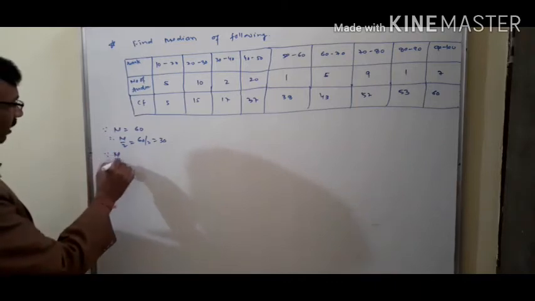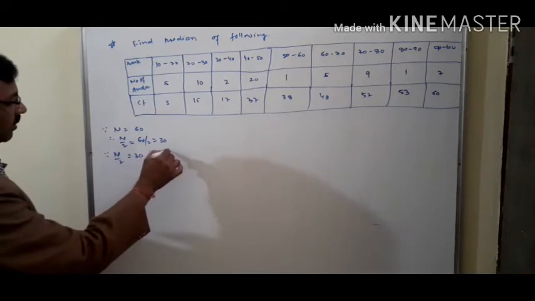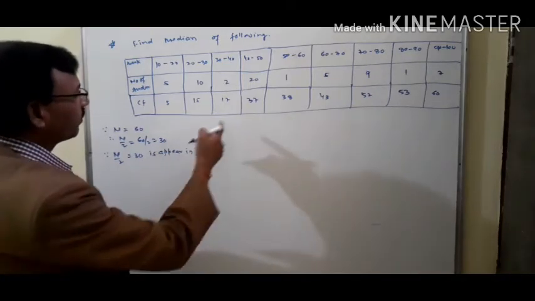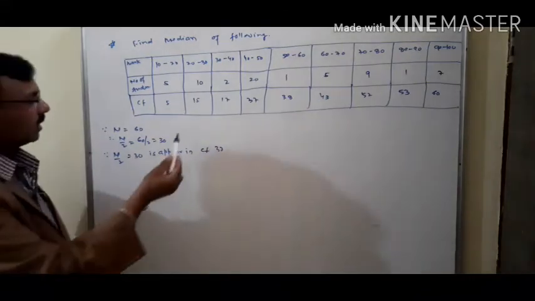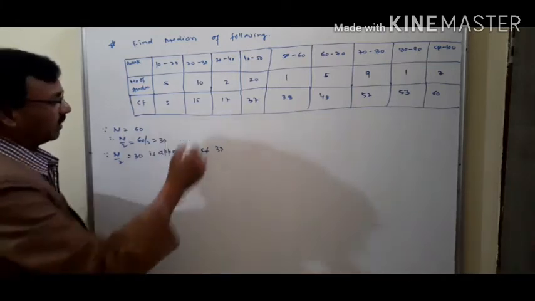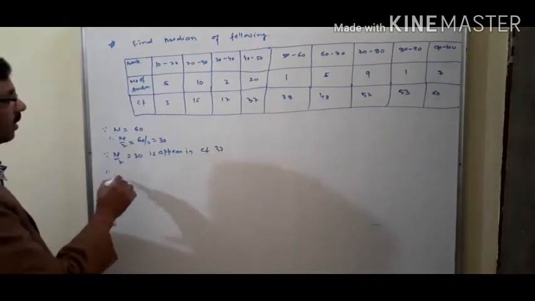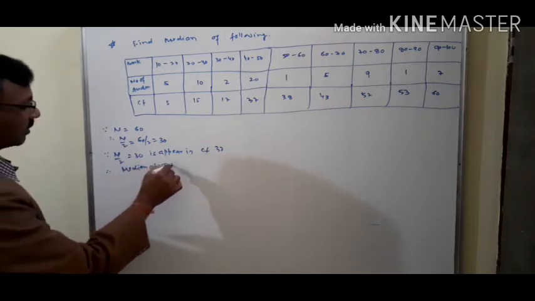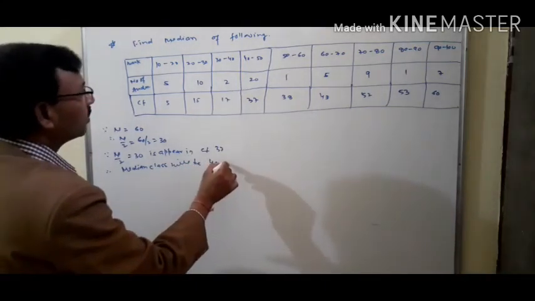Since n by 2 equal to 30 appears in the cumulative frequency 37, that means we should select just a number which is greater than 30 in the cumulative frequency. So this is the 37. Therefore, the median class will be 40 to 50.